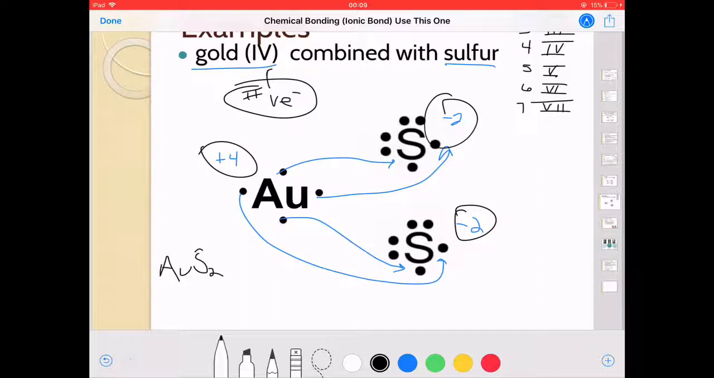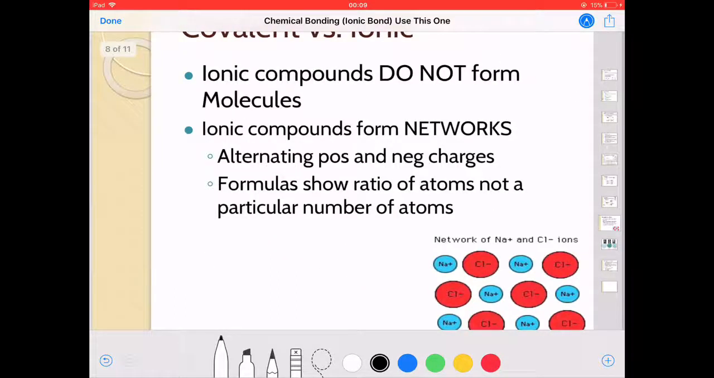Moving on to the last section, a couple of properties of ionic compounds.